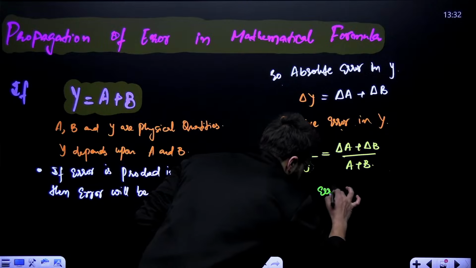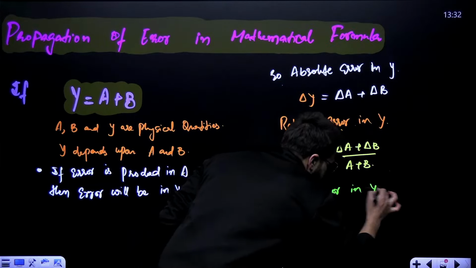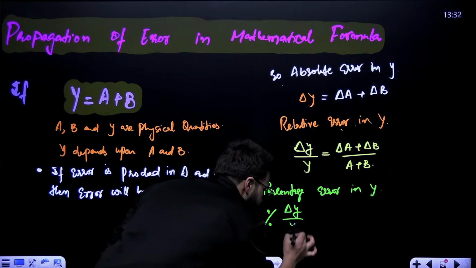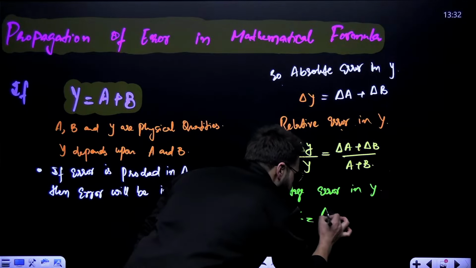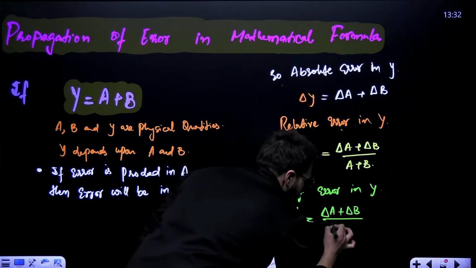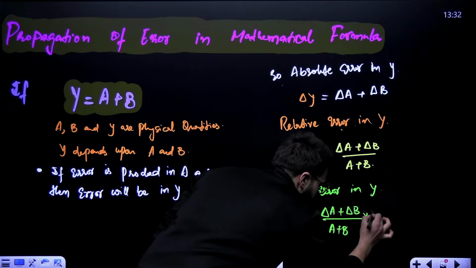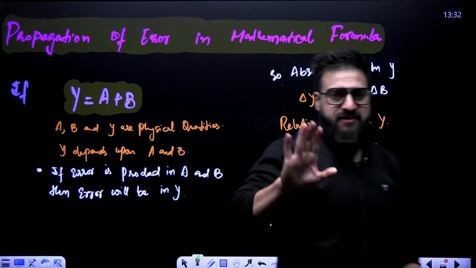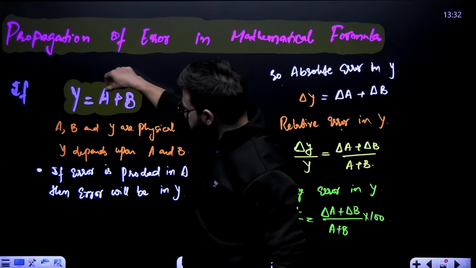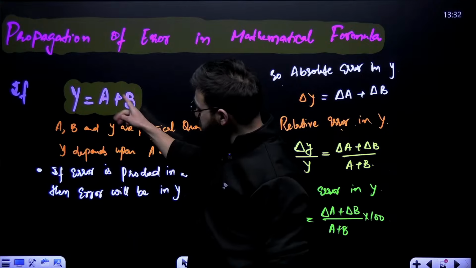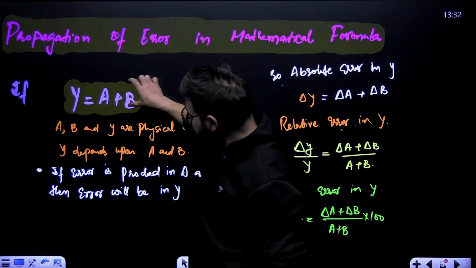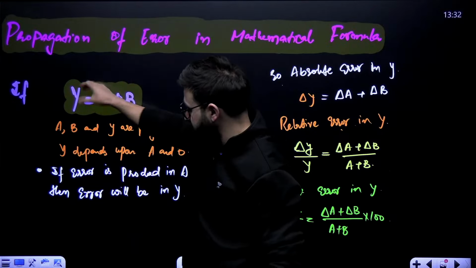Percentage error in y. How do you find, sir? Percentage error in y will be delta y divided by y. That will be simply delta a plus delta b divided by a plus b multiplied by 100. As simple as that. What I'm saying is that y is a physical quantity which depends upon a and b. If a changes, y changes. If b changes, y changes. If you get an error in a, if you get error in b, you'll get error in y.